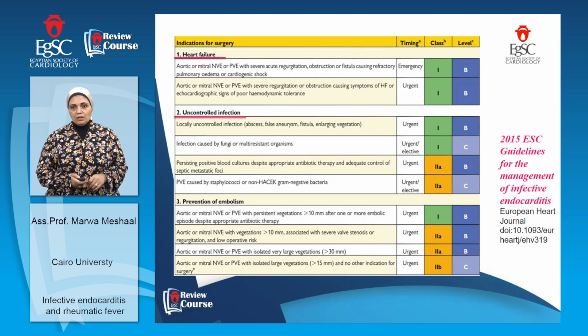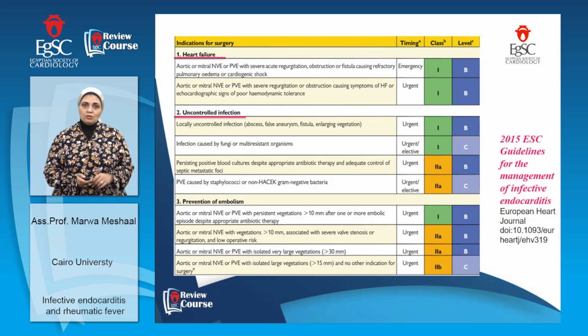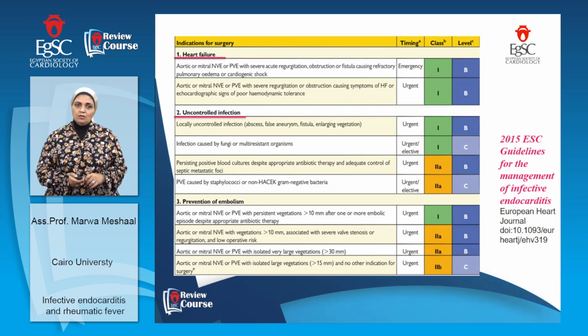Uncontrolled infection, class 1 or class 2A, if you are having local extension of the infection like intracardiac fistula or abscess despite being on proper medical treatment, or infection that's caused by organisms that are not responsive to the medical treatment, known to be non-responsive, like fungi and multi-drug resistant bacterial infection.